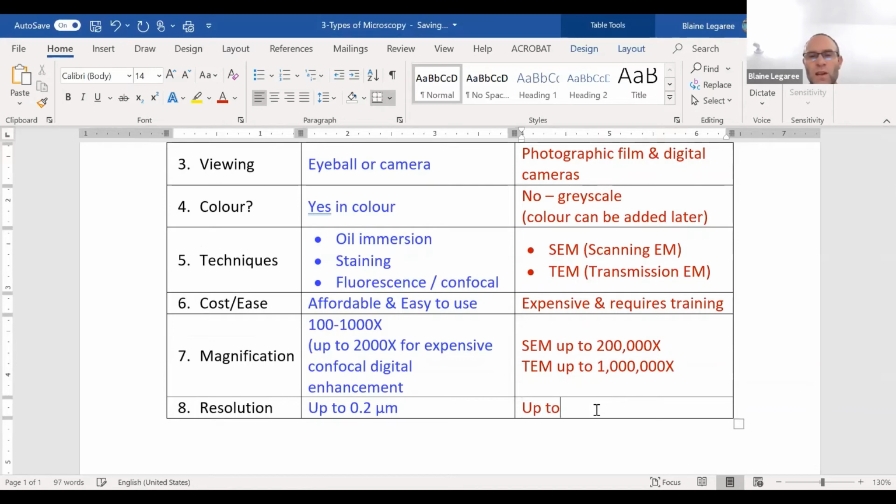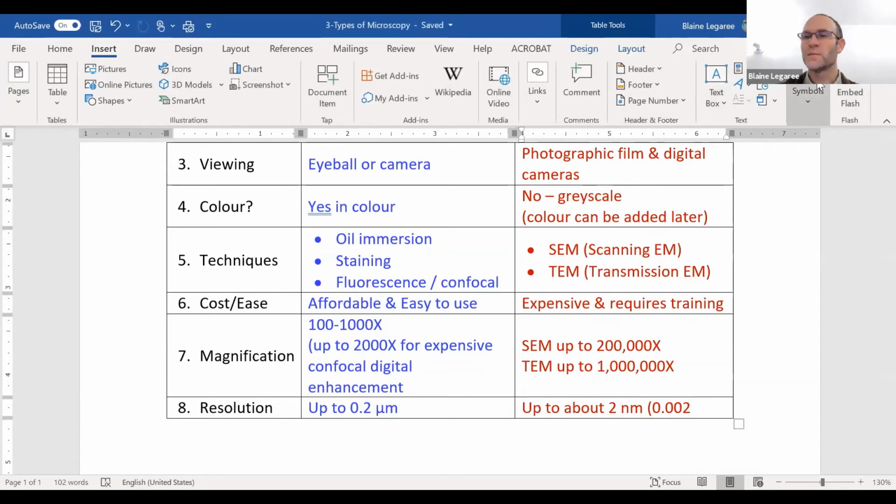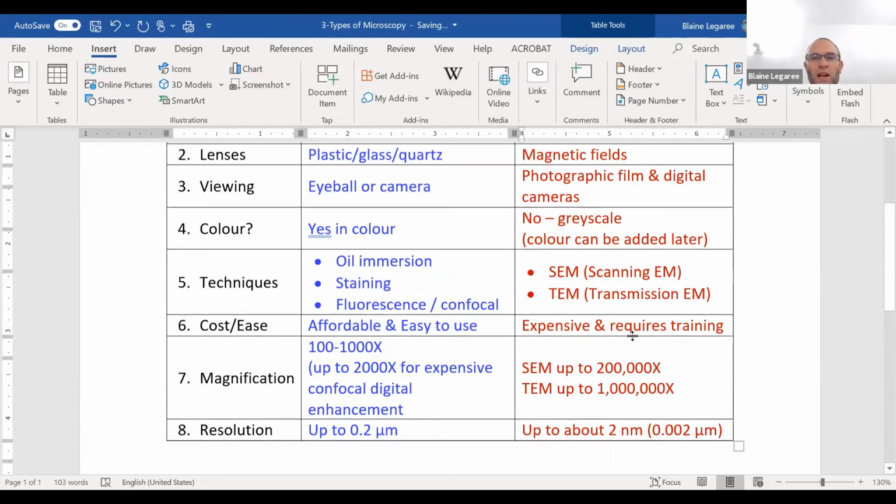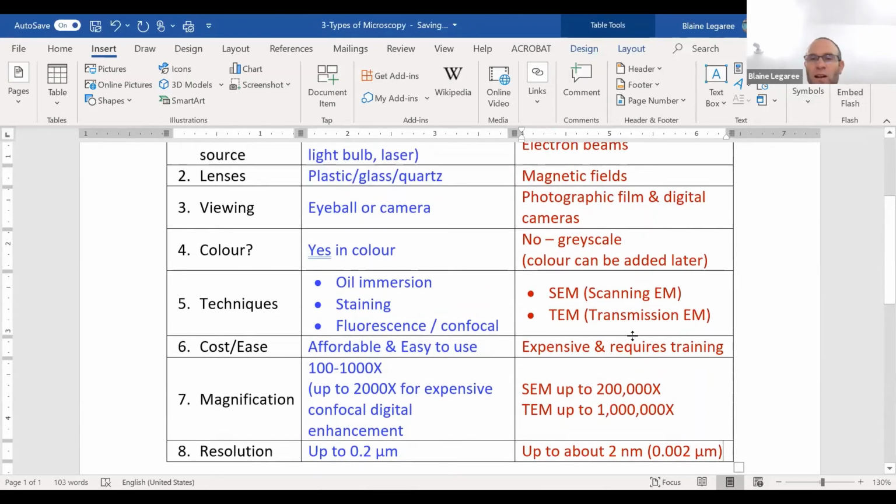And then resolution is up to about 2 nanometers. So what's a nanometer? A nanometer is 0.001 micrometer, in this case 0.002 micrometers. So let's just get our symbol in there. So that's about 0.002 micrometers. So basically you can see membranes. You can't really make out any details on the phospholipids, but you can get right down there and see the details on a lot of organelles.